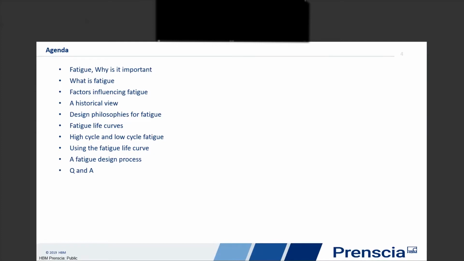last 150 years, and then look at design philosophies for fatigue, and then how we can incorporate fatigue life curves and use them to go off and predict fatigue, both in the high cycle, low cycle regime. And then end up looking at an overall fatigue design process that can be adapted and used to go in and virtually predict fatigue.